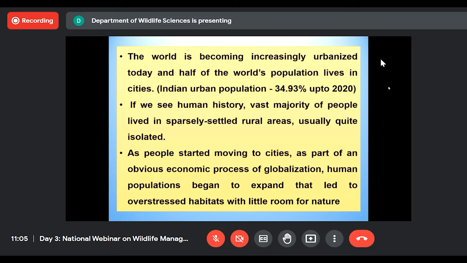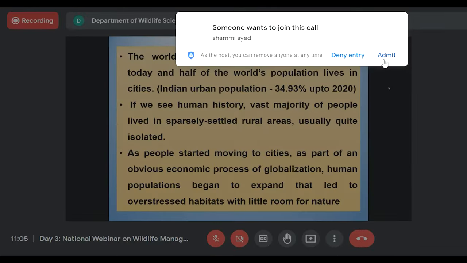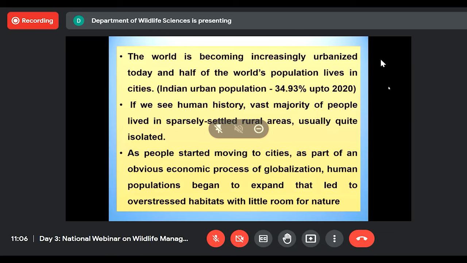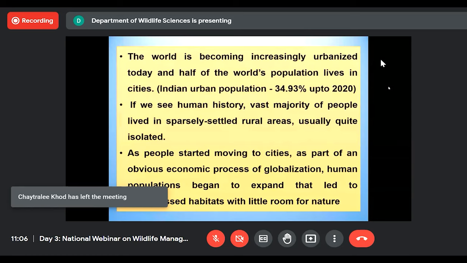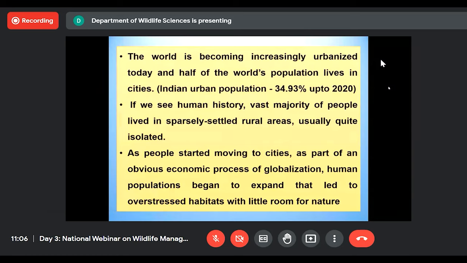If you see, the world is becoming increasingly urbanized today, and half of the world population lives in cities. If we count the Indian scenario, it is almost 35.90%. That is the data of 2020. If you see human history, the vast majority of people lived in sparsely settled rural areas, usually quite isolated. As people started moving to cities as part of an obvious economic process of globalization, the human population began to expand. That led to overstressed habitat with little room for nature. So this is the scenario going on worldwide. Next, please, change the slides.